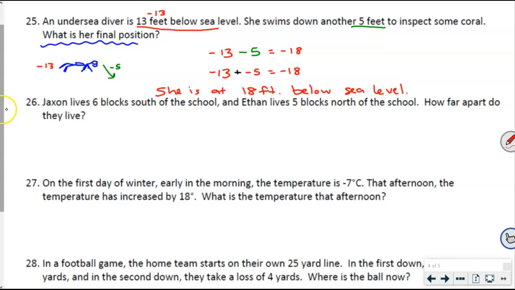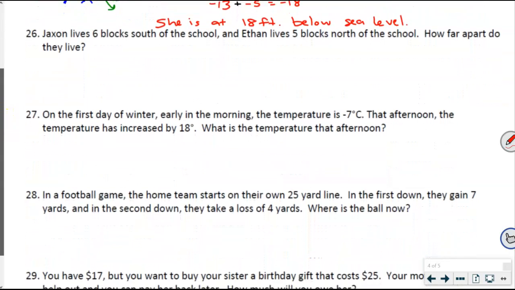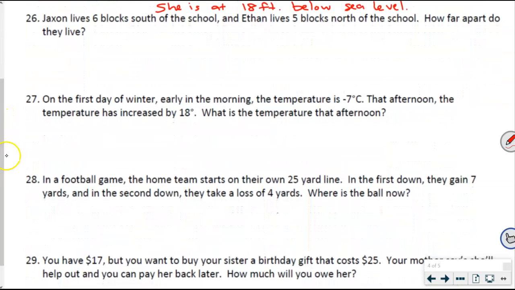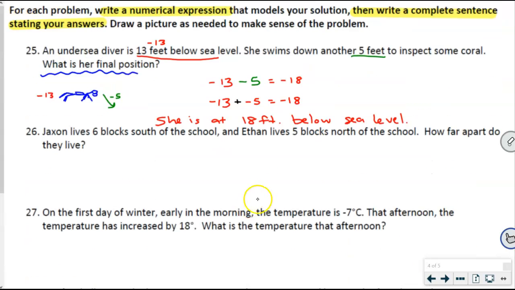Next one. This is the biggest problem that my last class missed on their test. Let's see if you guys can do better. I'm going to pause the recording and let you guys give it a try in the beginning. Remember all the things we need to do. We need to write a number sentence. We need to write a sentence, a complete English sentence stating the answer. Pictures and models might help. So number 26 with your groups. Pause the recording, ready, set, go. Number 26, Jackson lives 6 blocks south of the school and Ethan lives 5 blocks north of the school. How far apart do they live?